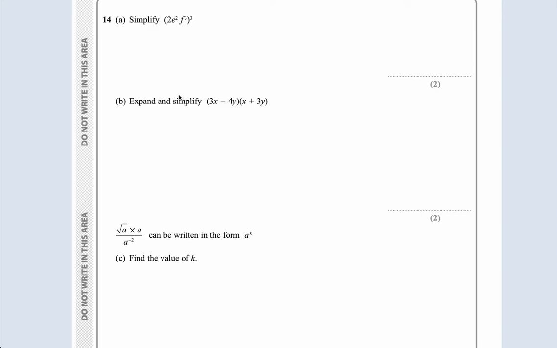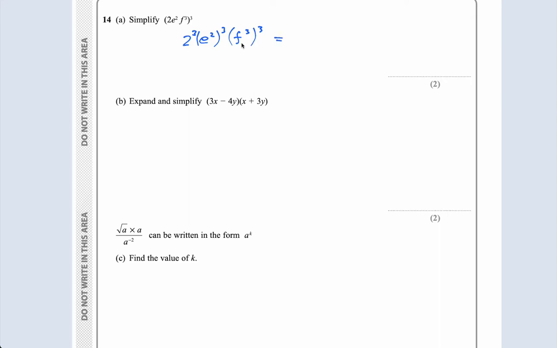Question 14. Okay, so simplify this. Right, rules of indices again, guys. You have to raise everything to the power of 3. So you have to go, I'll do one extra step, guys. You have to do 2 cubed, e squared cubed, and f cubed cubed. They're all multiplied because they're all in the bracket, and it's everything in the bracket that's cubed.